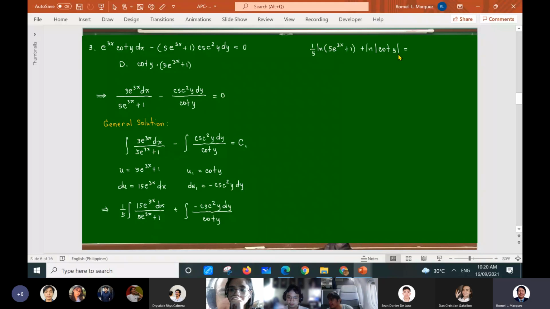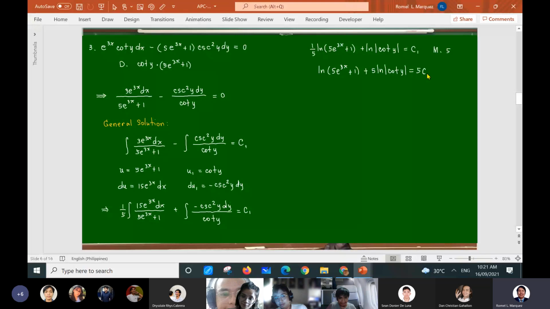Okay, guys? So I can multiply this by what? By 5, no? So by the way, it is equal to C sub 1, right? So this is 5, C sub 1 for the meantime. Multiply by what? 5. So getting what, guys? Ln of 5 e to the 3x plus 1 here plus 5 ln of absolute value of cotangent y is equal to 5c1.